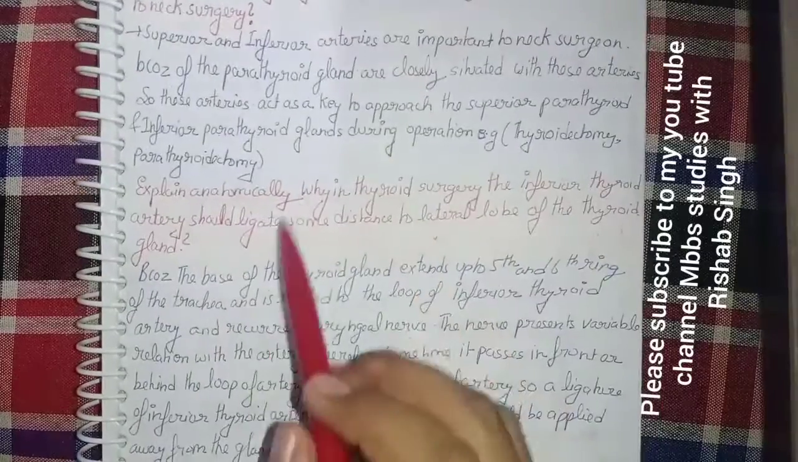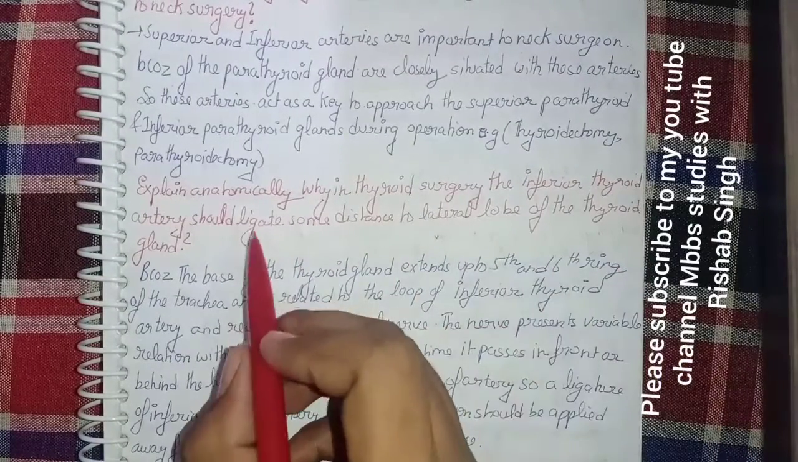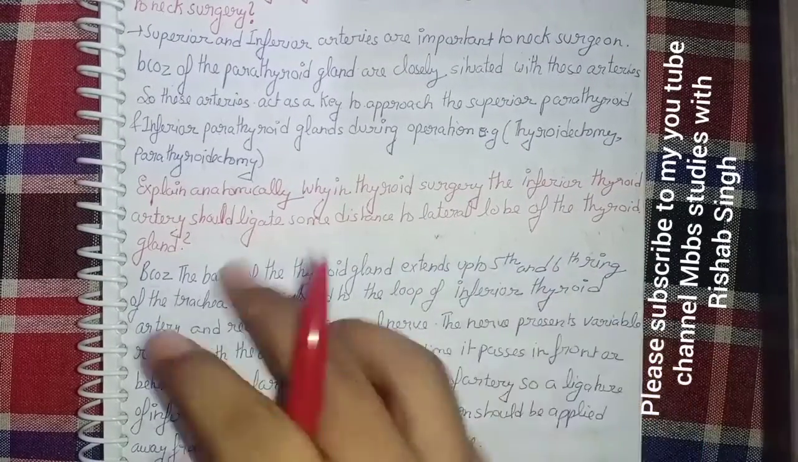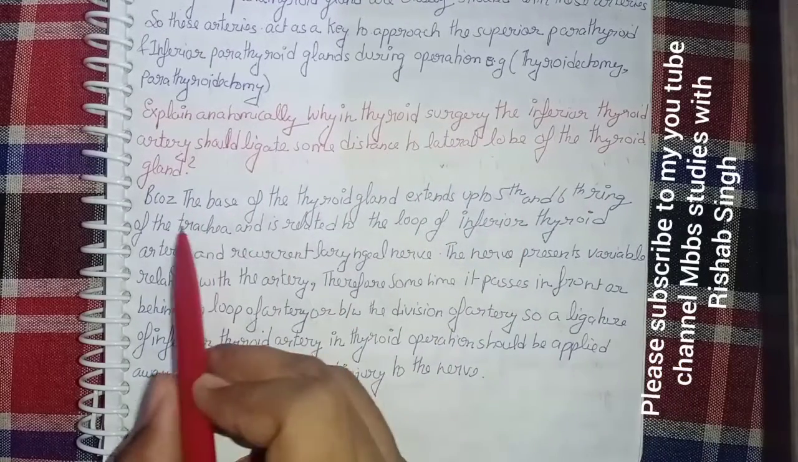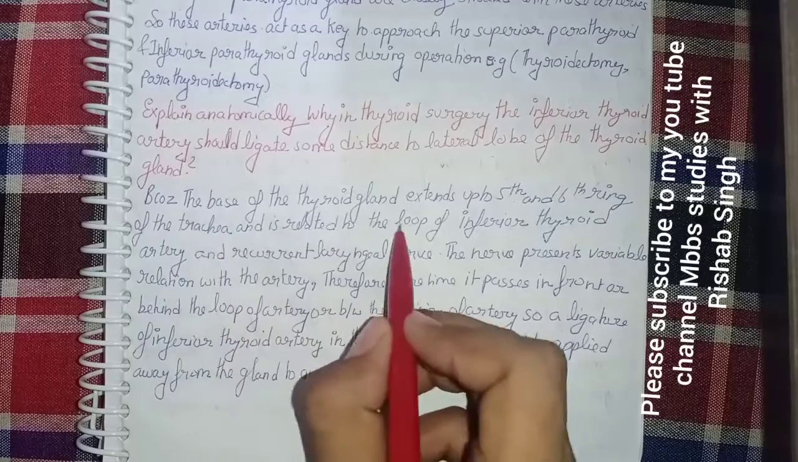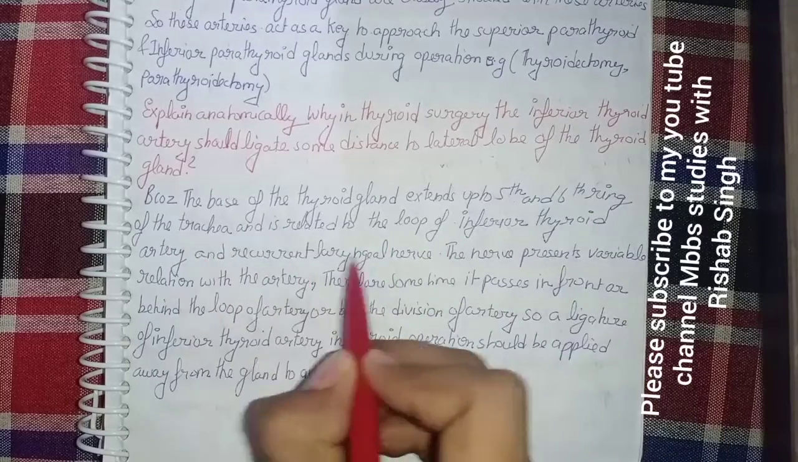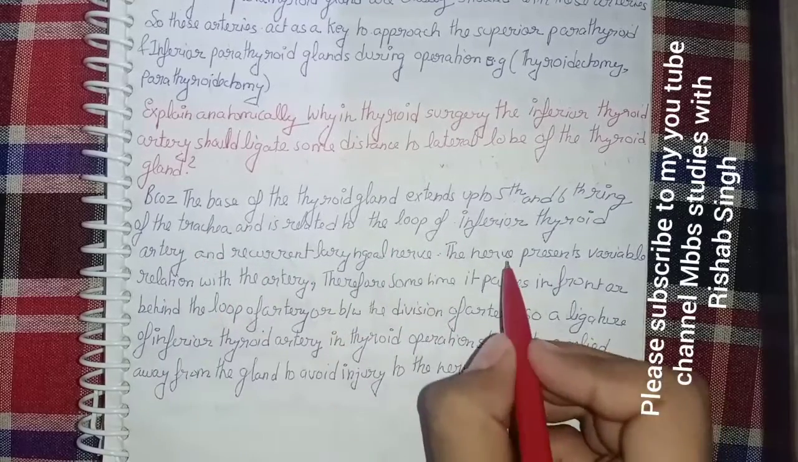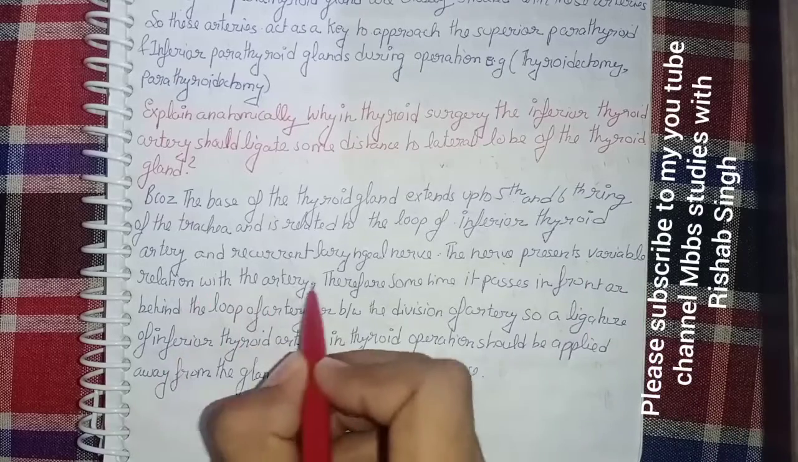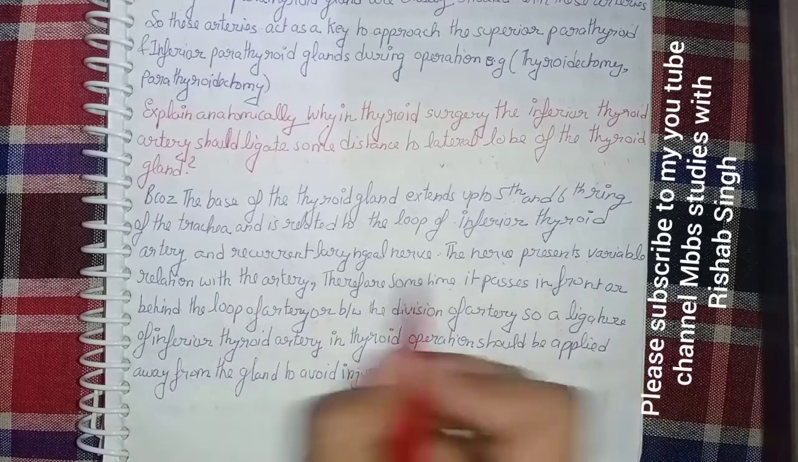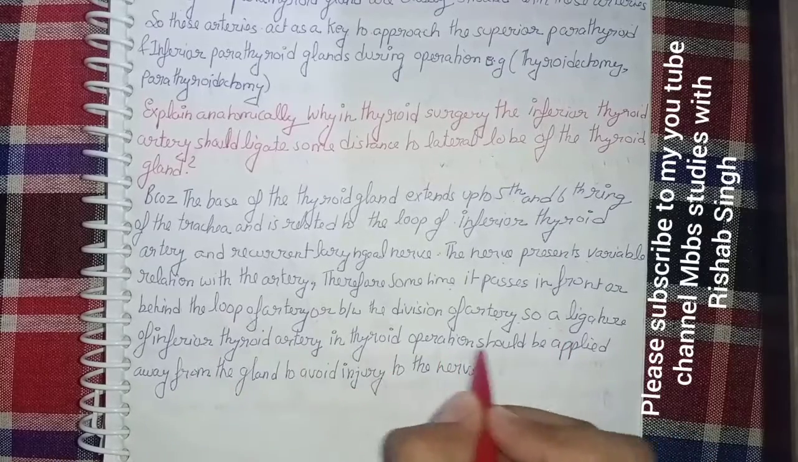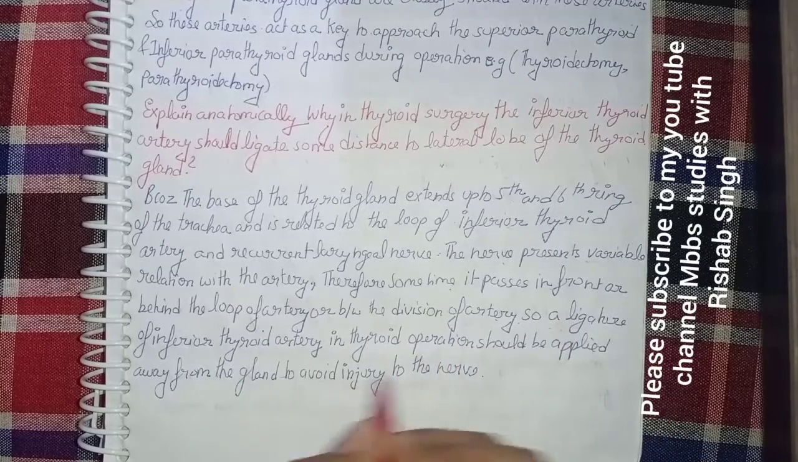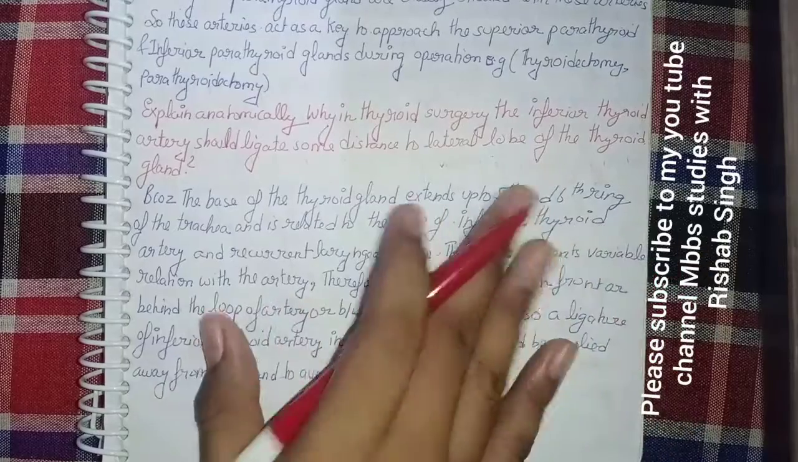Explain anatomically why in thyroid surgery the inferior thyroid artery should be ligated some distance from the lateral lobe of the thyroid gland. Because the base of the thyroid gland extends up to the 5th and 6th ring of the trachea, and it is related to the loop of the inferior thyroid artery and the recurrent laryngeal nerve. As we already saw in the diagram, the nerve presents a variable relation with the artery; sometimes it passes in front of or behind the loop, or between the divisions of the artery. So a ligature of the inferior thyroid artery in thyroid operation should be applied away from the gland to avoid injury to the nerve, because the nerve is related to the artery.